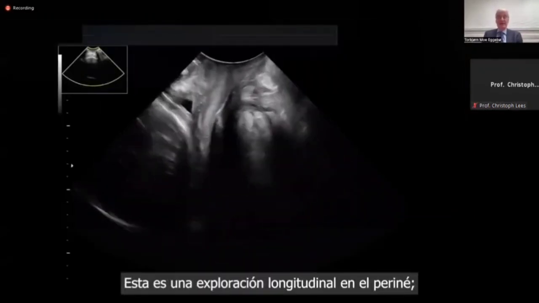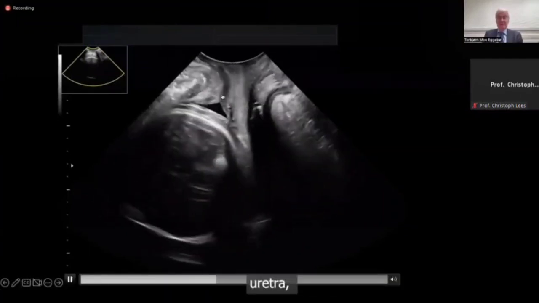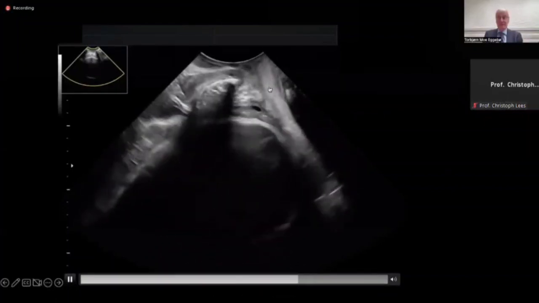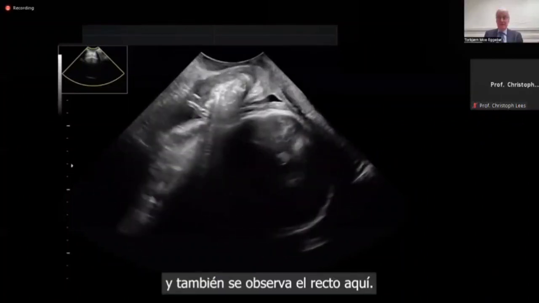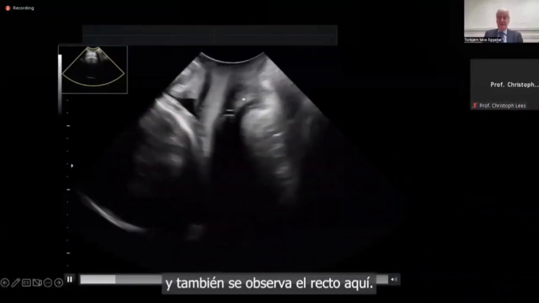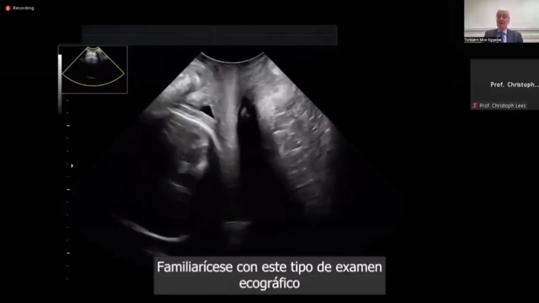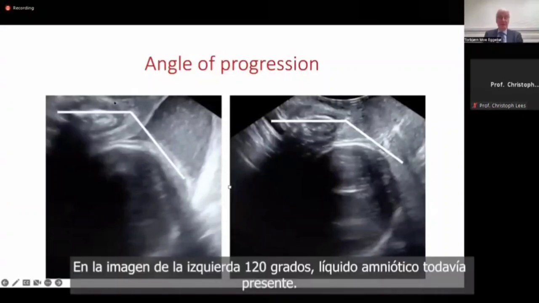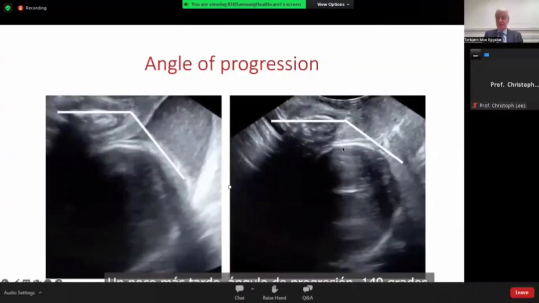Here, a longitudinal scan in the perineum. See the bladder, urethra, symphysis pubis, fetal head, vagina, and you can also see the rectum here. Be familiar with this kind of examining with ultrasound. And then you can measure the angular progression. On the left image, 120 degrees, amniotic fluid still present. Bit later, angular progression 140 degrees.